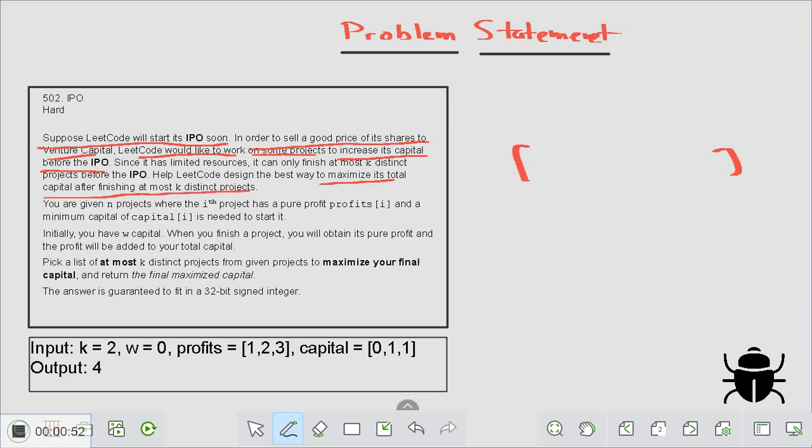So, we are given some projects, let's take N projects, and out of those N projects, we have to do only K projects. You are given N projects where the ith project has a pure profit of profits[i] and a minimum capital of capital[i]. So a project is basically given in the form of profit and capital.